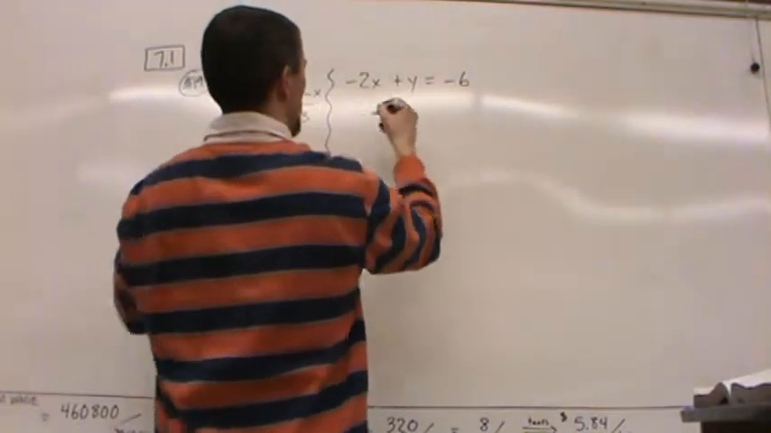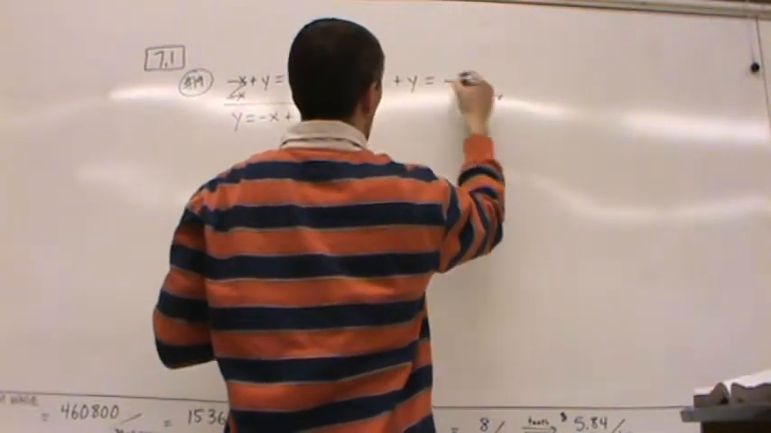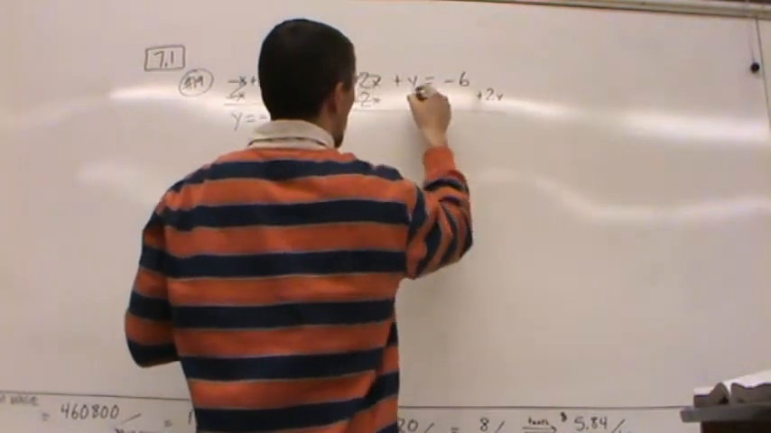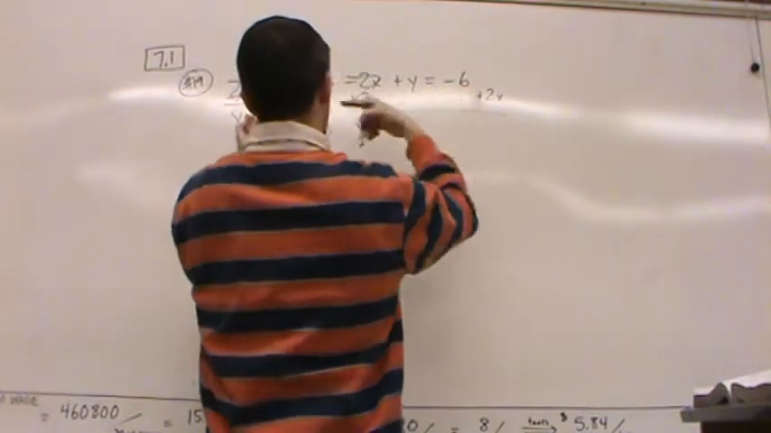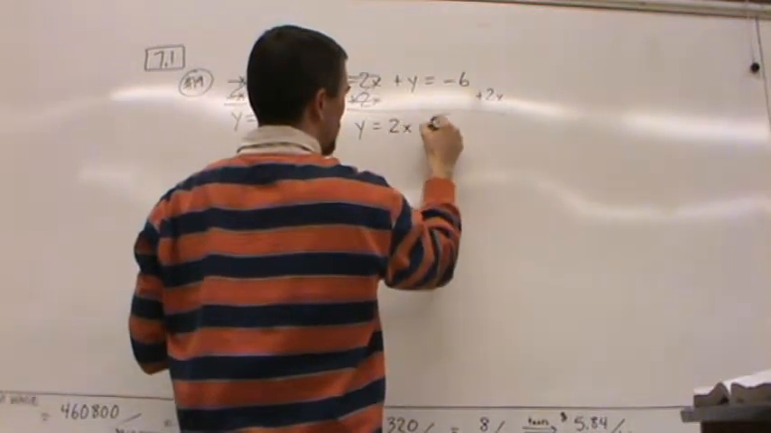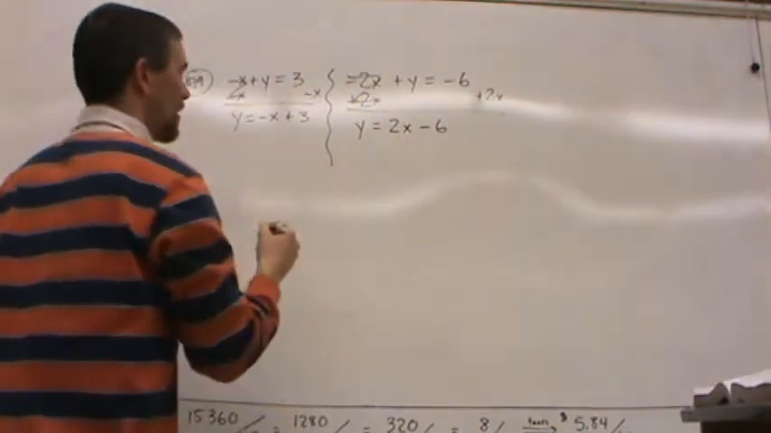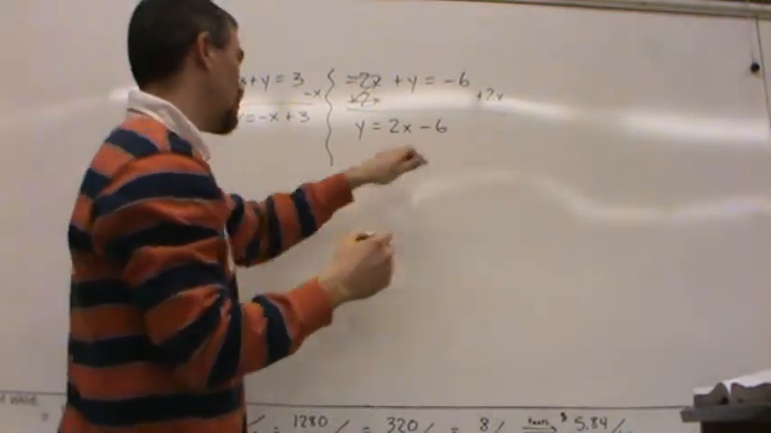So now we're going to do the same thing over here. We're going to add 2x to both sides. That's gone. And now y is on this side all by itself. Just like I did over there, I'm going to switch places with these so it's in mx plus b format. And my students know that the b part is the y-intercept.